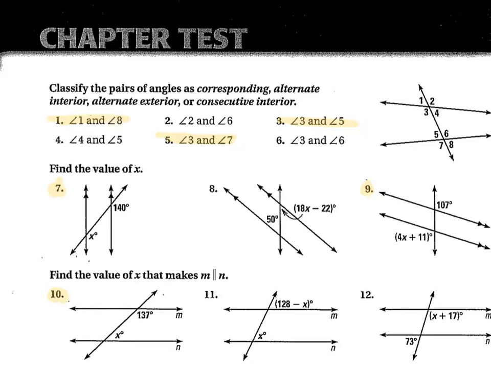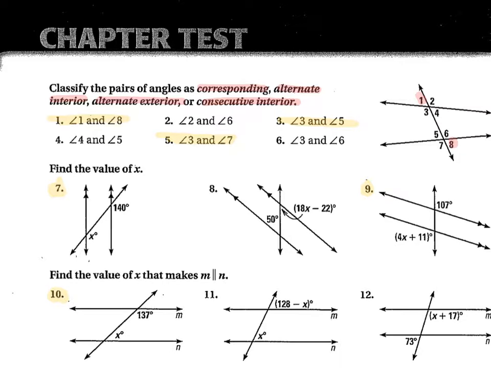So I'm going to highlight the angles that you're going to need to do. And remember, you're going to label these angles as corresponding, alternate interior, alternate exterior, or consecutive interior. Okay? So in number 1, we're talking about angles 1 and 8. What are those?